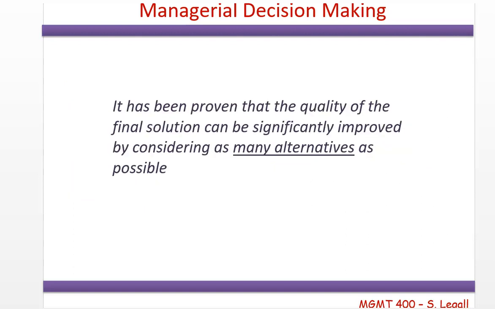It has been proven that the quality of the final solution can be significantly improved by considering as many alternatives as possible. Of course, if the alternatives exist, we can do that. Of course, the quality of a decision can also improve when we consider criteria very carefully. The better the criteria that we consider in making the decision, and the more relevant criteria we consider, the better the quality of our decision as well, because it makes us really think through the issue. It forces us to think through the issue more. Like, wow, for real, let me think more about this or more about that. And so the more relevant things we think about in making a decision, the better our decision quality can be.